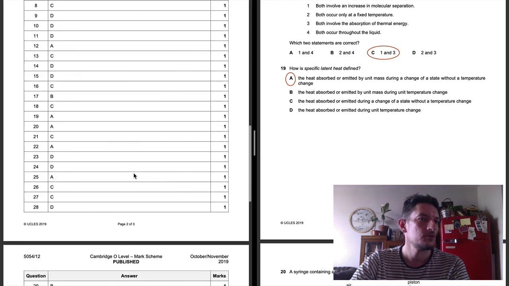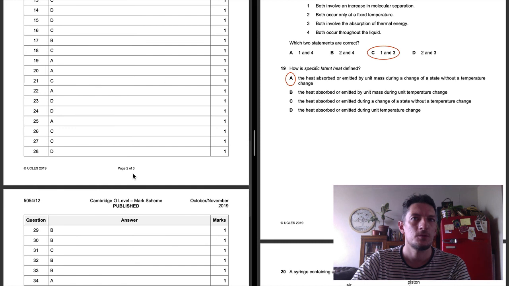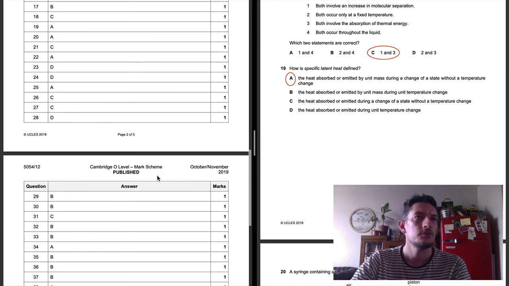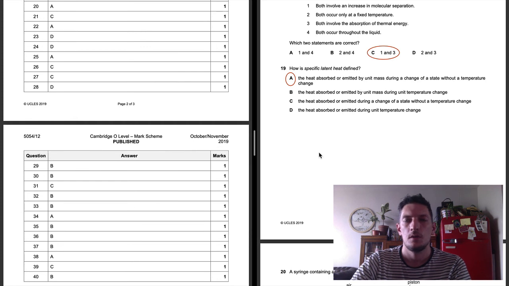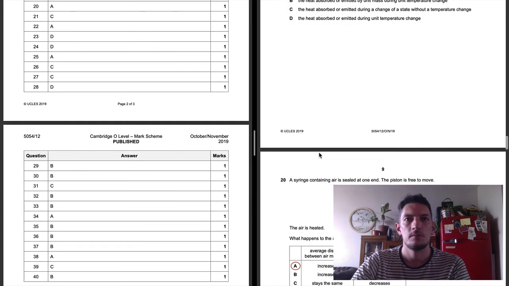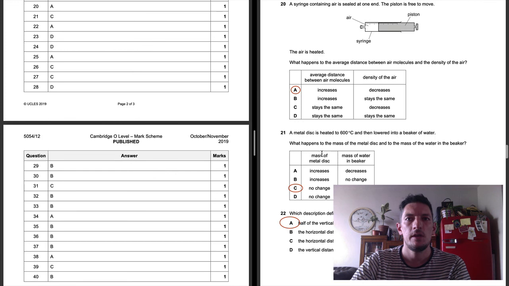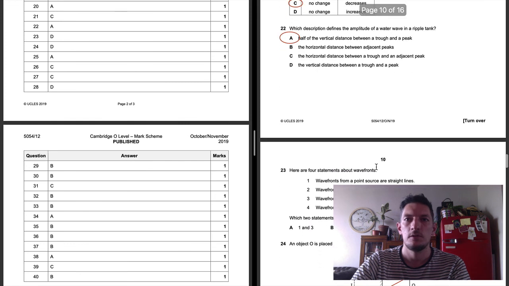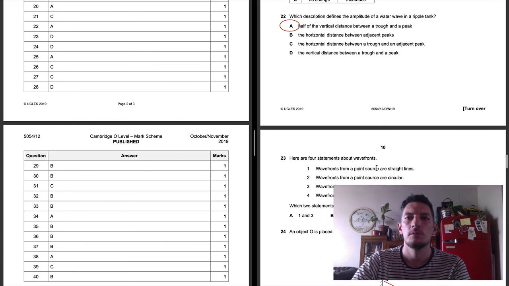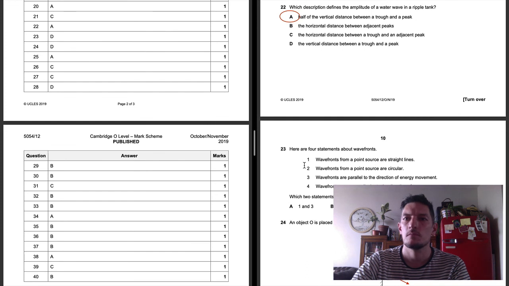It's a bit of a blemish on my record. Not going to lie. I have to study that a little bit. Moving on, I'm a bit depressed about that, but let's see. 20A correct, 21C correct, 22A correct, 23 is D. Messed this one up as well. Turns out wavefronts are perpendicular to the direction of energy movement.